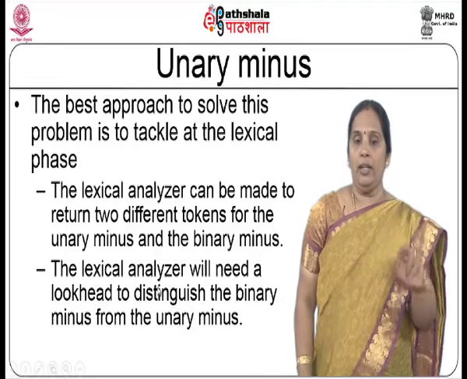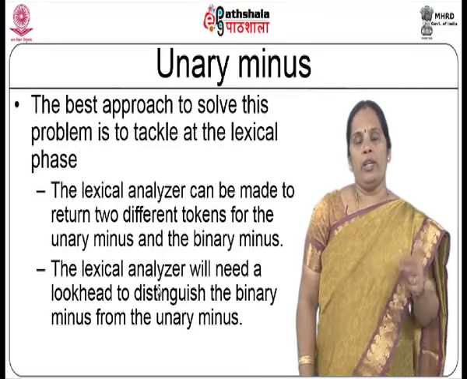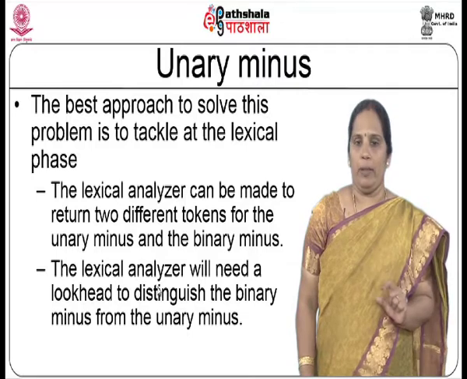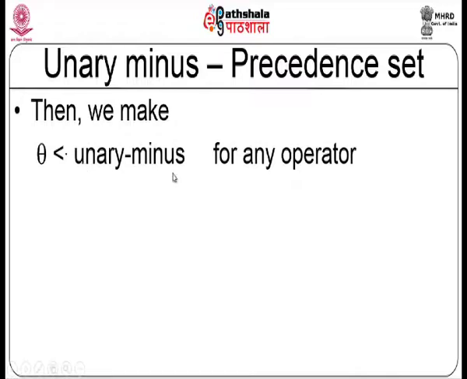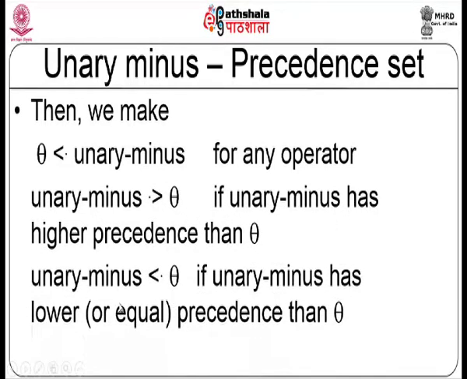So, it is handled by the lexer issuing two different tokens, whether it is unary minus or binary minus. So, that is another drawback. This is the overhead on the lexical phase of the compiler. Then we make theta less than unary minus. So, this is the precedence relationship which is being set, and we say unary minus is greater than theta if unary minus has higher precedence than theta, and unary minus is less than theta if unary minus has lower or equal precedence than theta. This is done for any operator. This is done as an exception because it is a unary minus, and your expression will typically have a unary minus as one of your operators.